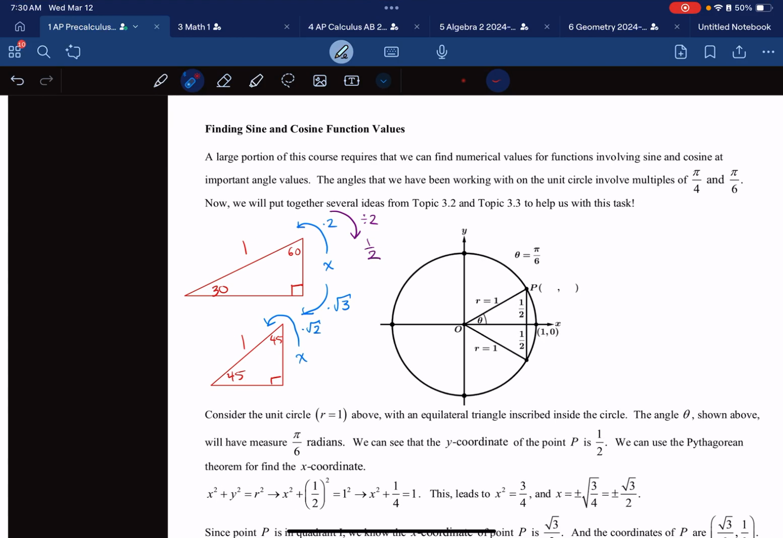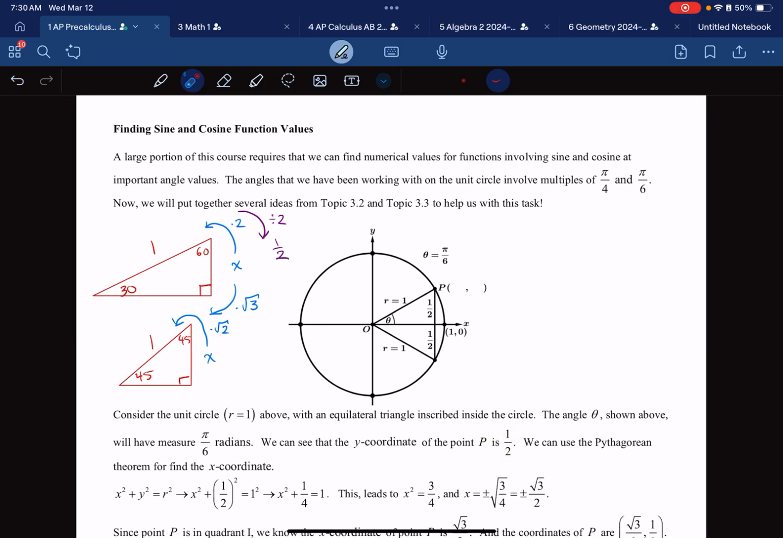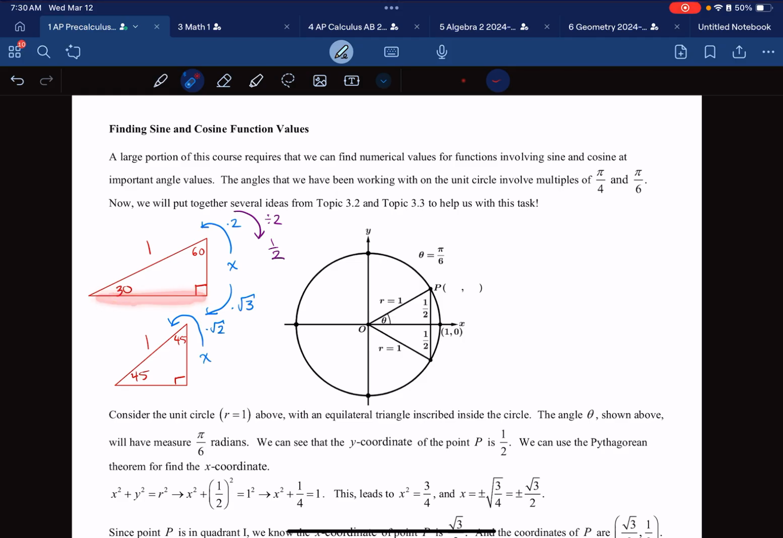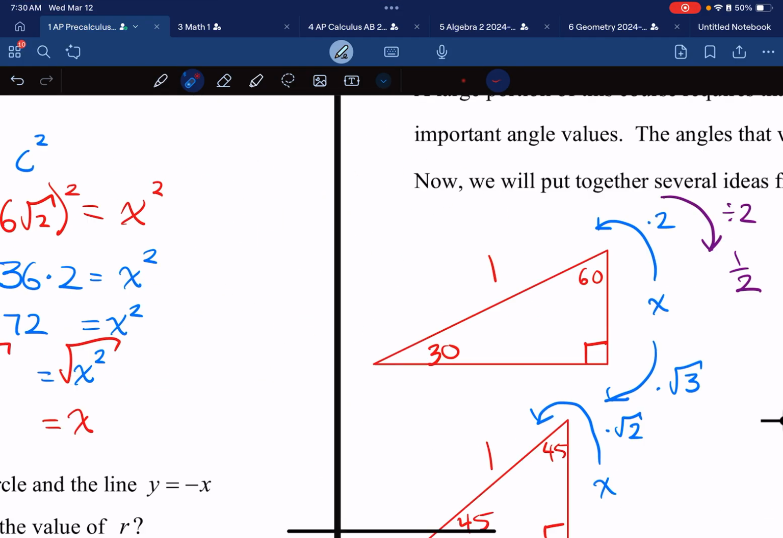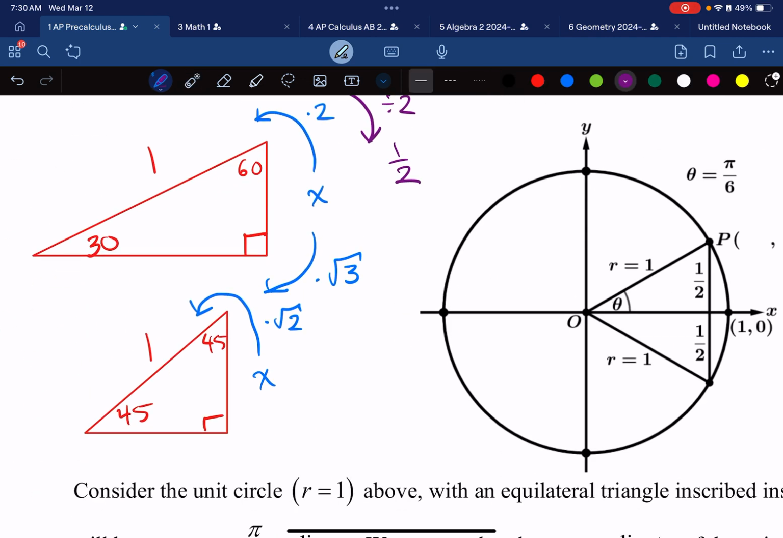So you might wonder in the notes, like, how did he get 1/2 so fast? It comes from these special tricks. And again, you could also use that special trick to ask, what is this x coordinate? The x coordinate is 1/2 times root 3, because we're going the correct direction, and 1/2 times root 3 is root 3 over 2.